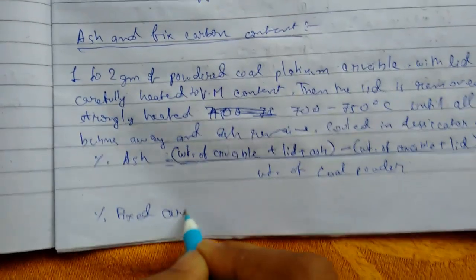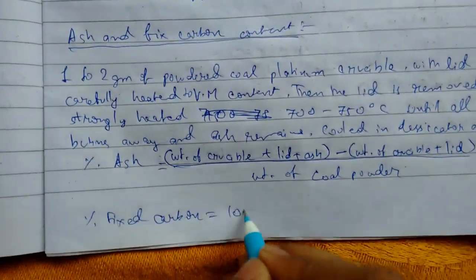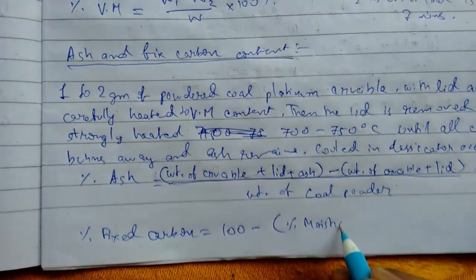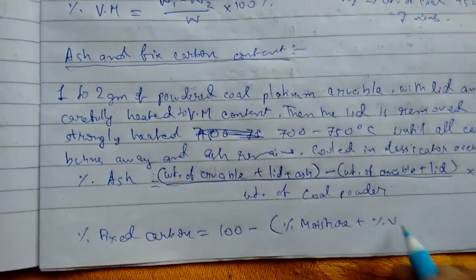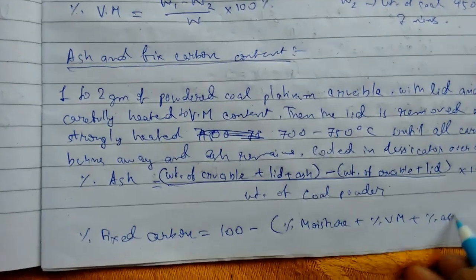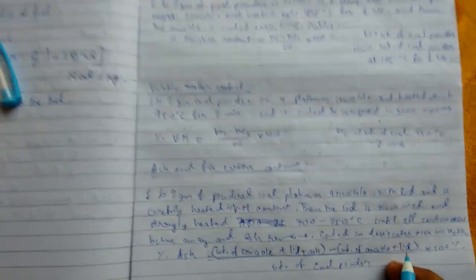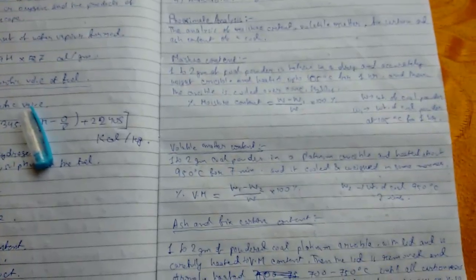Now percentage fixed carbon will be 100 minus (percentage moisture content plus percentage volatile matter content plus percentage ash content). So this was the analysis. This was the proximate analysis of coal.